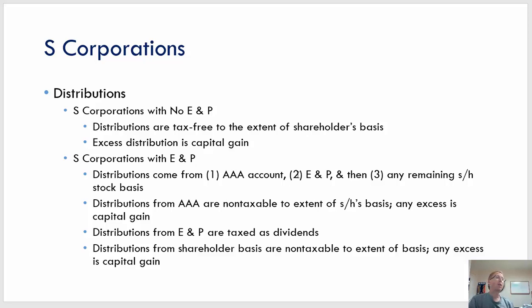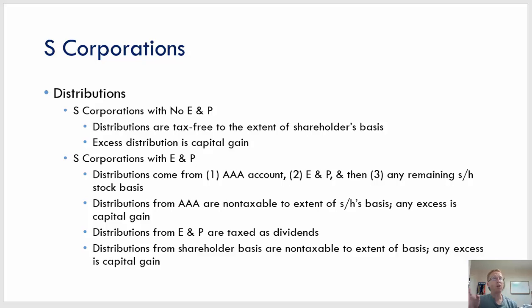But let's look through this. If you have no E&P, the distributions come out, and the only analytical work is you look at the shareholder. They decide what their basis is. If you exceed it with the distribution, then it's cap gain. If you've got E&P, though, the first thing that happens is you take your AAA account and exhaust AAA. Then once AAA is exhausted, you move into your E&P. For every dollar that comes out of E&P, you tell them, hey, that's dividend income. Then any remaining amount after exhausting the E&P bucket is just a regular distribution.